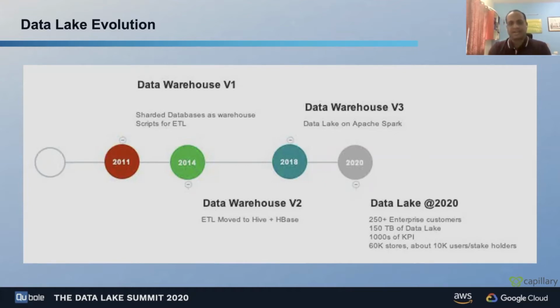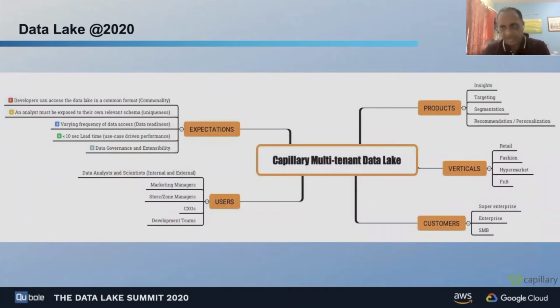So that's the current state of the data lake. And this talk is going to focus on how we have built this multi-tenant data lake and the complexities that arise from serving all these large customers. Let's say you're building a single tenant data lake versus a multi-tenant data lake. There are some minor differences between how you approach the problem.